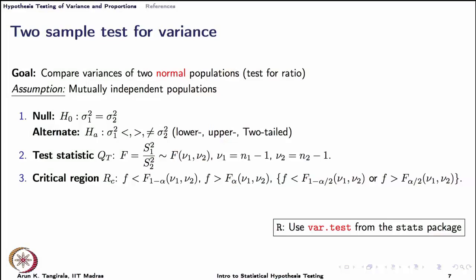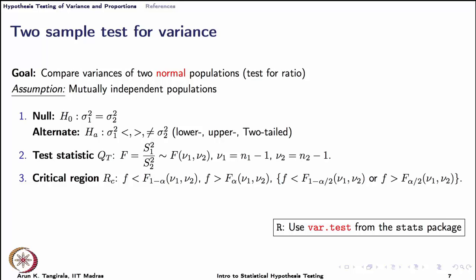which is the case of two sample test for variance. Again, the story is the same, similar as we had before. We are going to compare variances of two normal populations, that means populations following a Gaussian distribution, but we are going to test for ratios, and the null is as usual sigma 1 square equals sigma 2 square, and the alternative is one of the three possibilities.